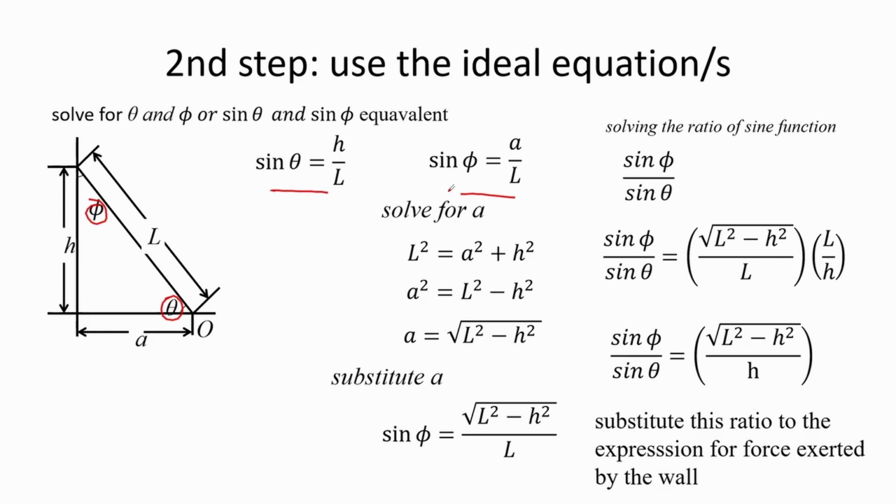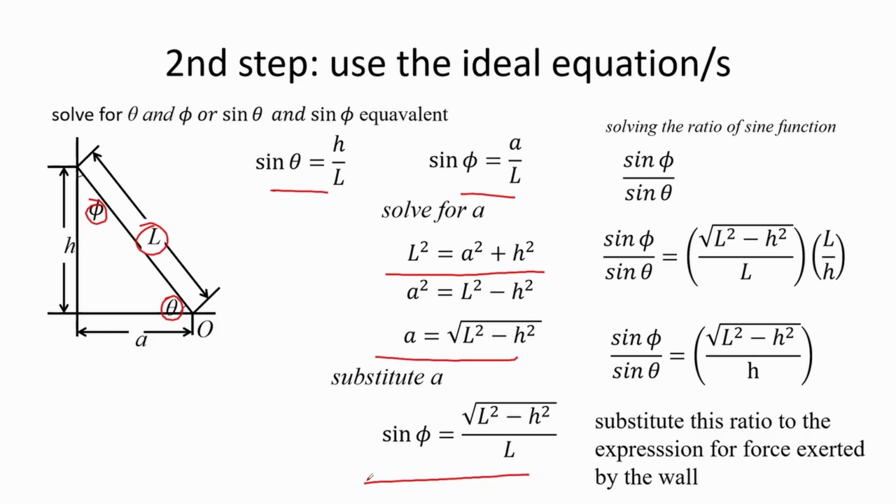Applying the Pythagorean theorem, we see that L squared is equal to a squared plus h squared. Solving for a, a is equal to the square root of L squared minus h squared. Substituting this into our sine phi function, we get that sine phi is equal to the square root of the difference of the squares of L and h, over L.